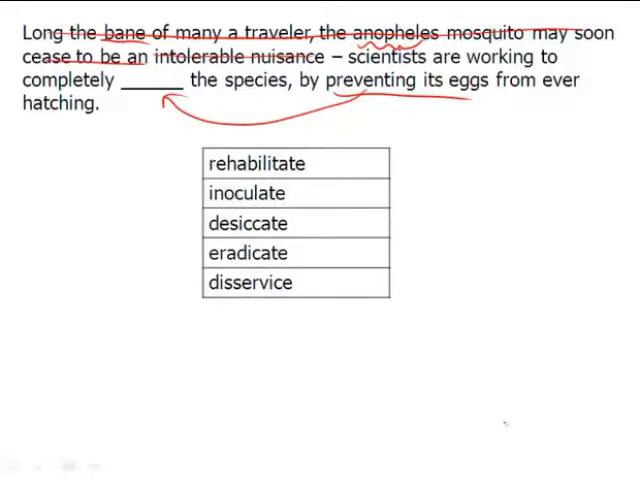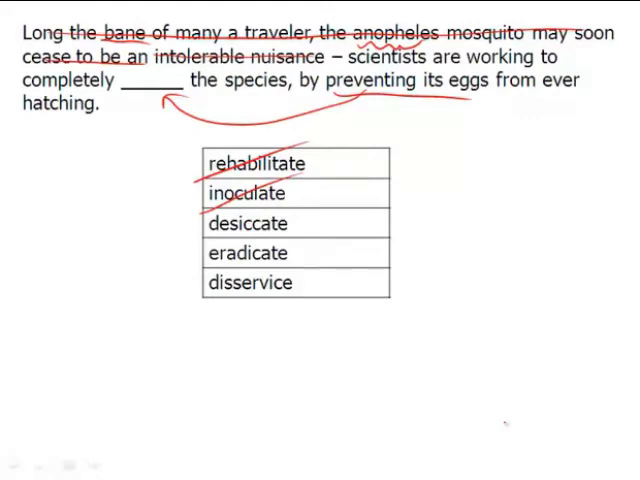Rehabilitate means to bring back. We don't rehabilitate the mosquito. Inoculate. Well, you think, oh, I've heard of mosquitoes, malaria, and inoculation. But this word has nothing to do with the blank itself. Inoculate means to give resistance to someone. So you do not get in the way. So that's out.